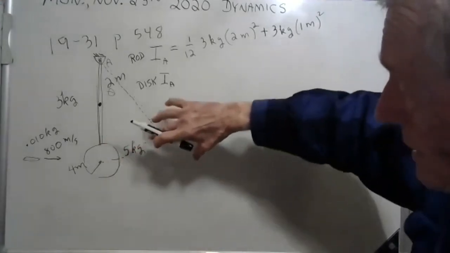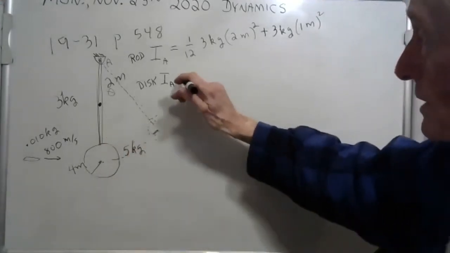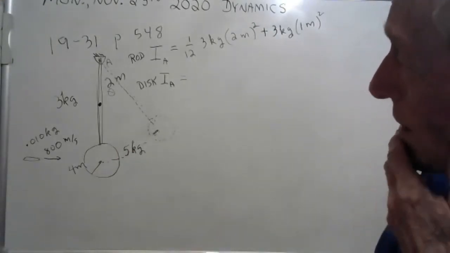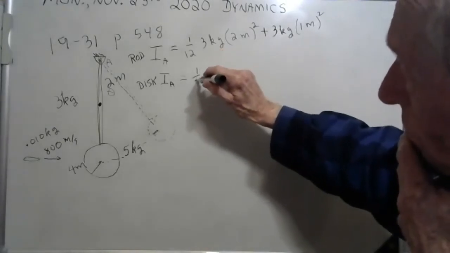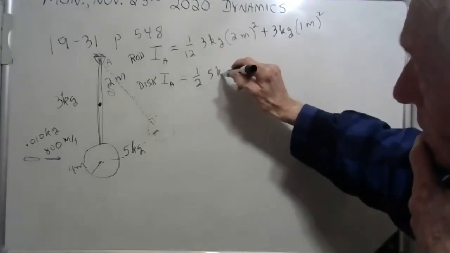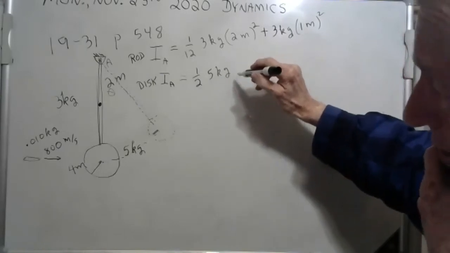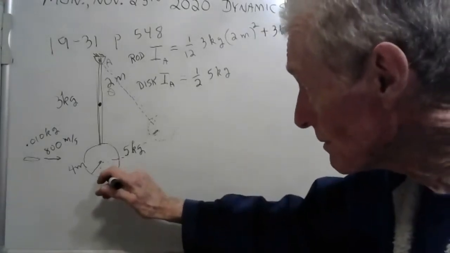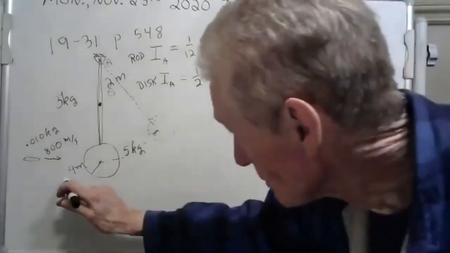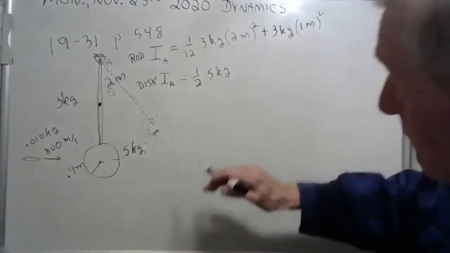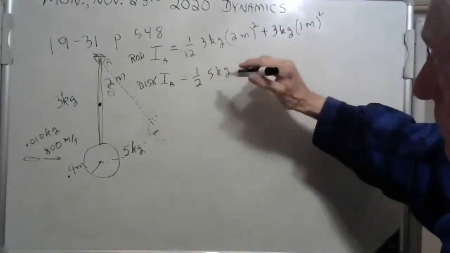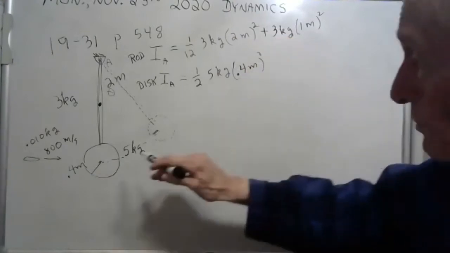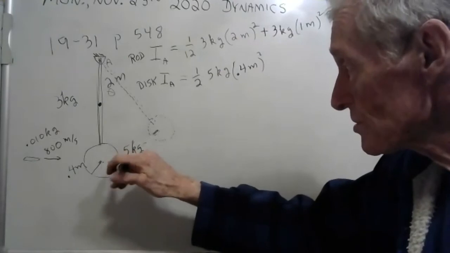Now let's do the disc. The disc is rotating too, and the equation for a disc is 1/2 mr squared. So you go 1/2 m r, what is the r? 0.4. I don't think I ever wrote that down. Yeah, I did. It's 0.4. I put 4, but it's 0.4. Okay, 1/2 mr squared. But that's the moment of inertia if it was just spinning about its center.